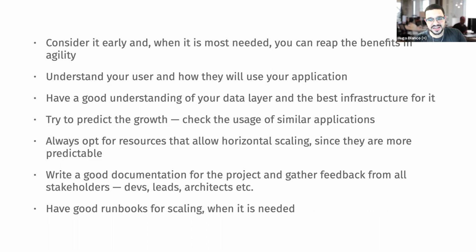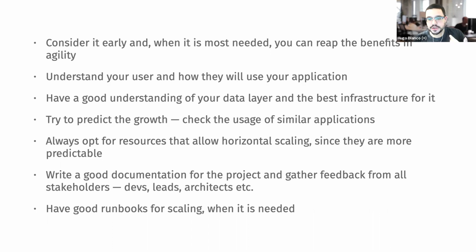And one thing that is really complicated is trying to predict the growth. So check the usage of similar applications. Unless you're talking about something that is really disruptive, you will see a lot of examples in the market, for e-commerce, for learning management systems. You have to check the similar applications. You understand the periods where you could expect to see growth or a peak in usage. So it's good to try to predict the growth.